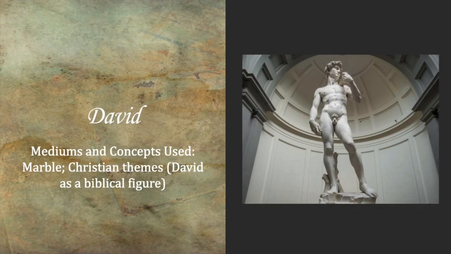Another last additional example would be David, which is actually a sculpture that Michelangelo created, and mediums and concepts used was marble, as well as Christian themes. The Christian theme for this sculpture was that David is a biblical figure.